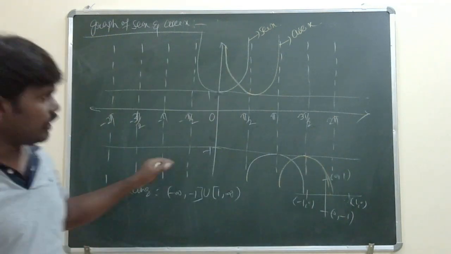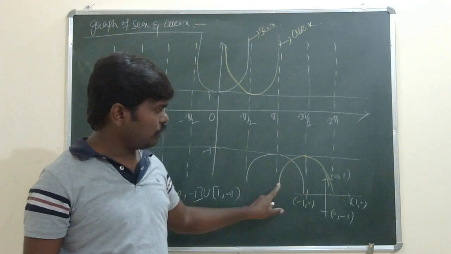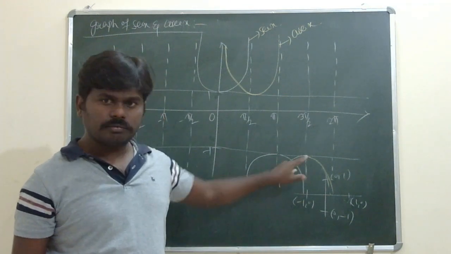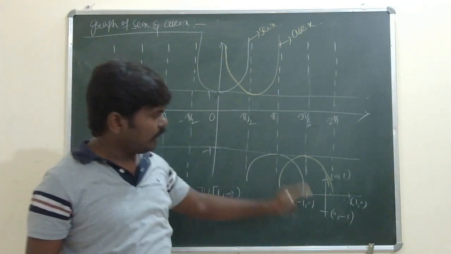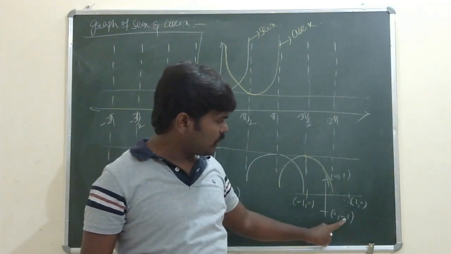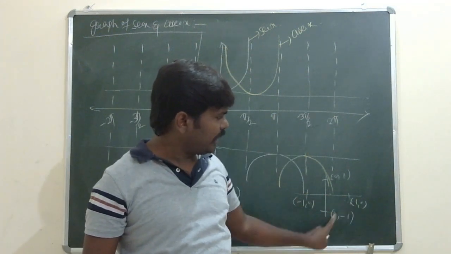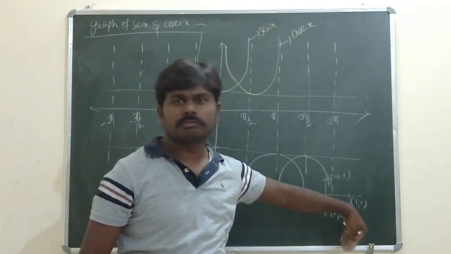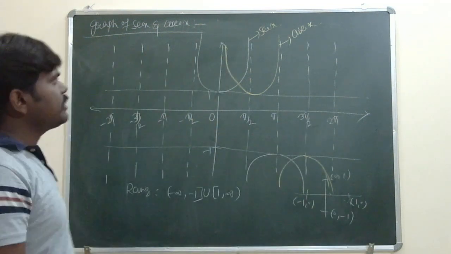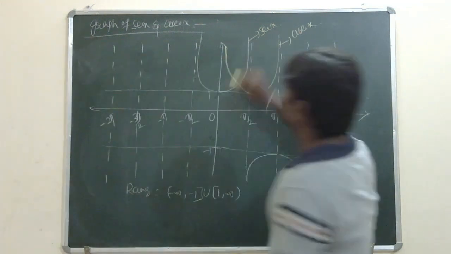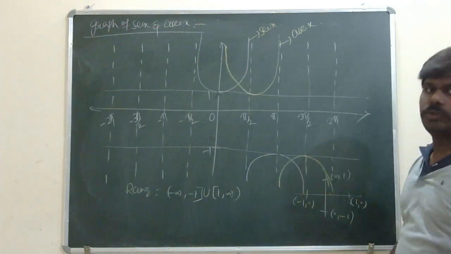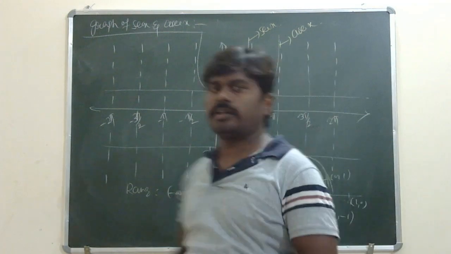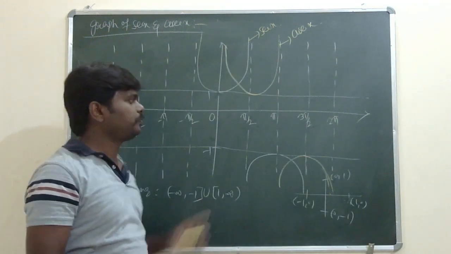When the theta value is increasing from pi to 3 pi by 2, the cosecant will increase. And again from 3 pi by 2 onward, the sine goes from minus 1 to 0, which means it is increasing, so the cosecant will decrease. Okay, so this is the graph of the cosecant. I hope you all understood the graph of the cosecant and secant.